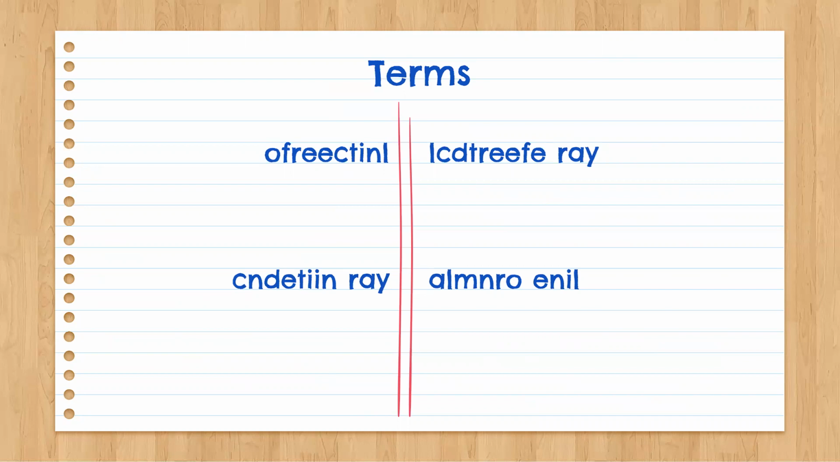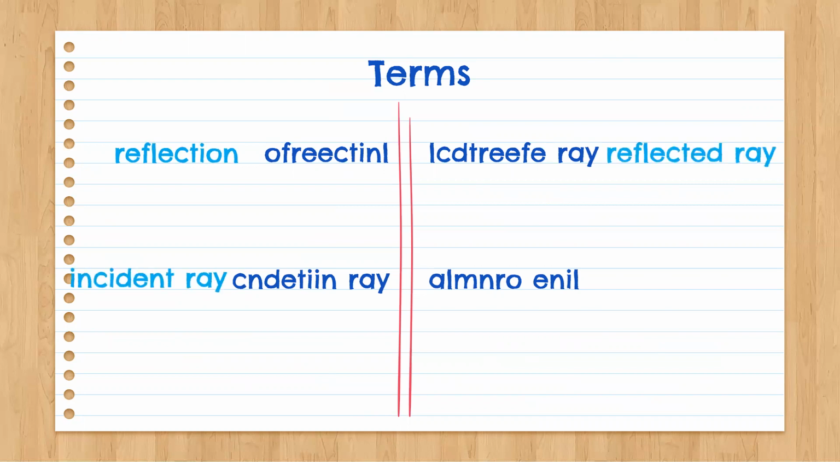Welcome back. Let's try rearranging these words. The first word is reflection. The second word is incident ray. The third word is reflected ray. And the last word is normal line. Let's try to define each.